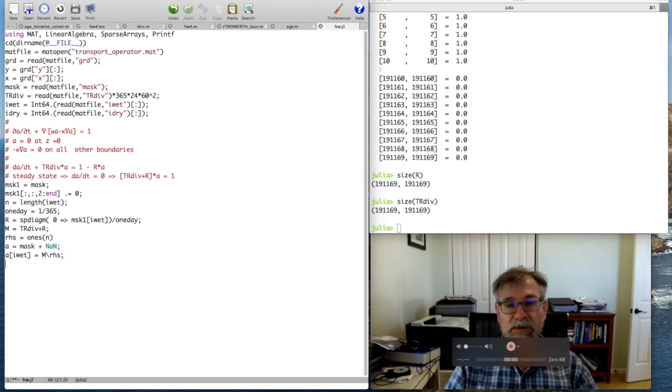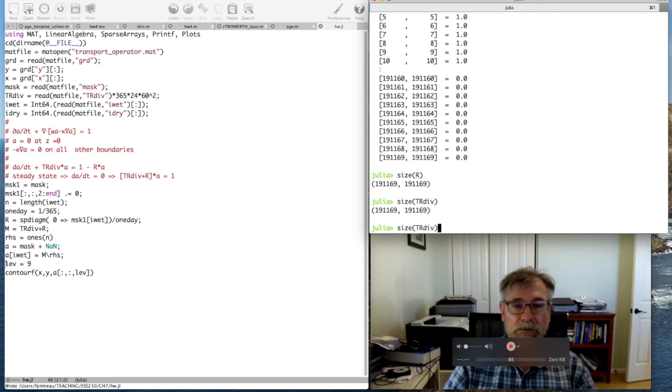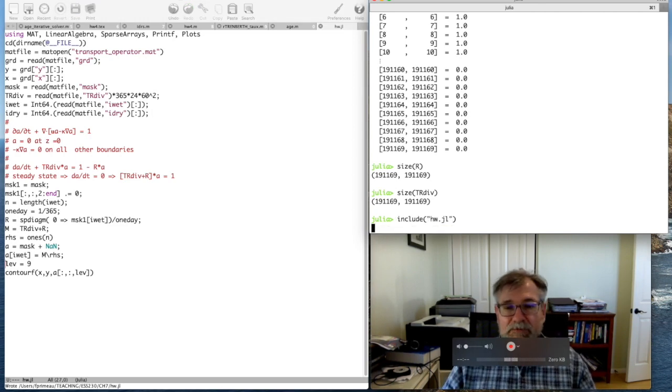And then we can make a plot of that. So I'm going to try a contour plot. Contour. Oh, I need the plotting package. Up here, comma, Plots. contourf(x, y, A, level). I'm going to set level to 9. So we're going to do the 9th level. Save it and run it. And then we wait.